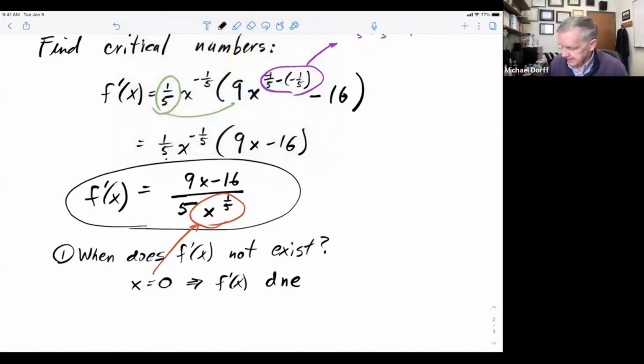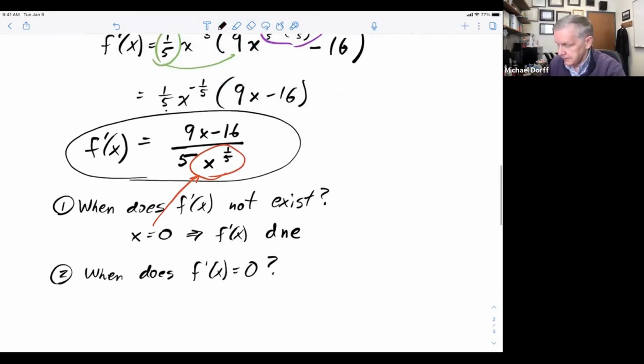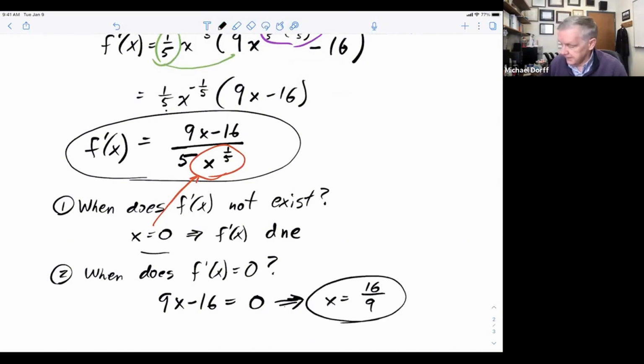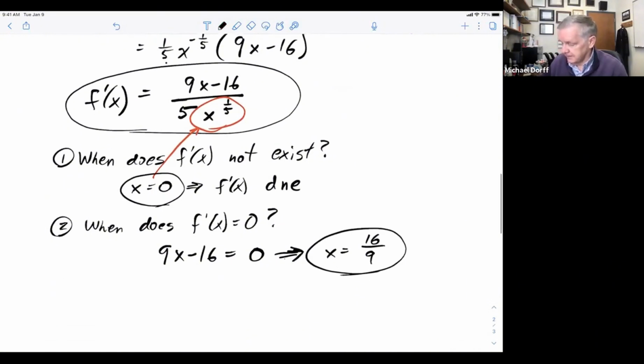All right. Second, when does f prime of x equal 0? Well, there, all we need to do is look at the numerator and set that equal to 0. And if I solve for that, bring the 16 over to the other side and divide by 9, I get x equals 16 over 9. All right, so I have x equals 0, x equals 16/9. So my critical numbers are x equals 16/9 and 0.